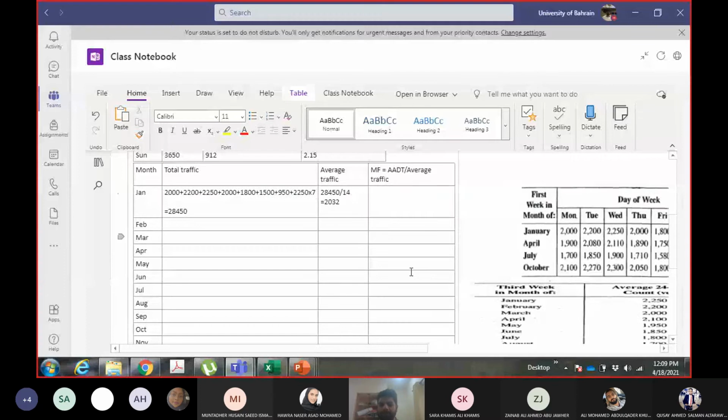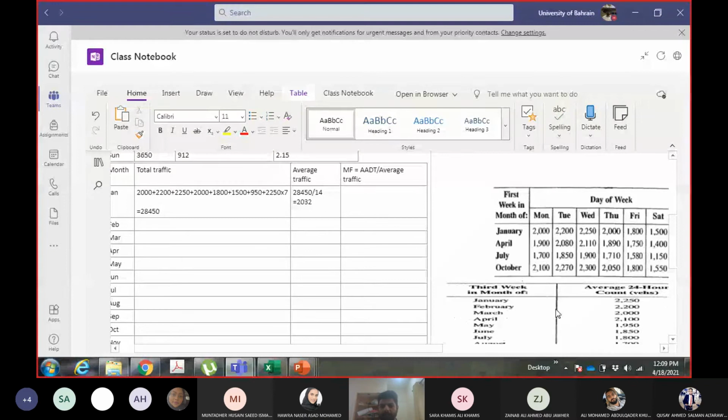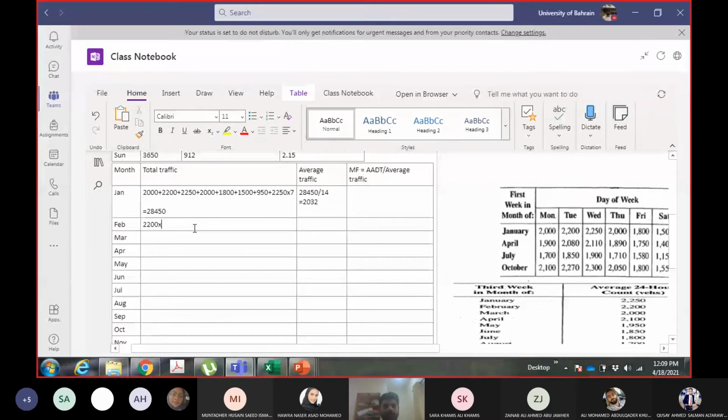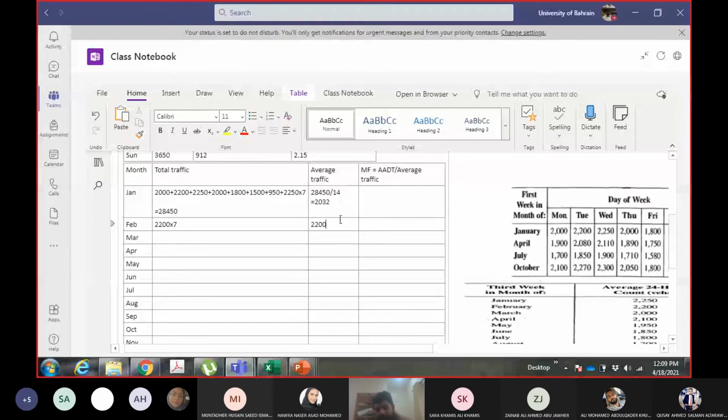Now for February, it is very simple because for February I don't have any additional data. So for February, this value 2200 is already an average of 7 values. Okay, so total will be 2200 into 7, and the average will obviously be 2200. Even if you don't write anything here, this is fine because the average is already given. For February data was only taken in the 3rd week and the average of that week is given. So you can just simply take this one.